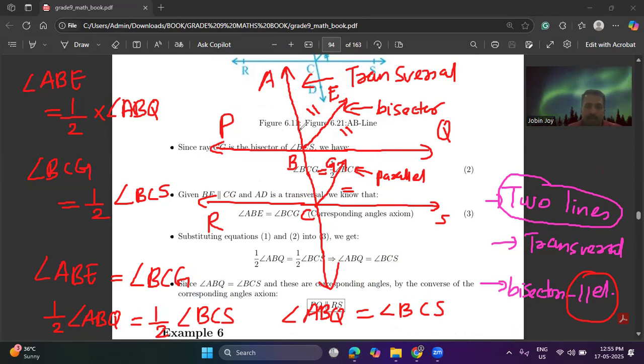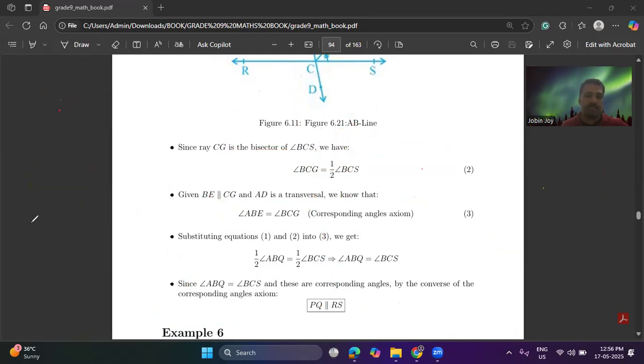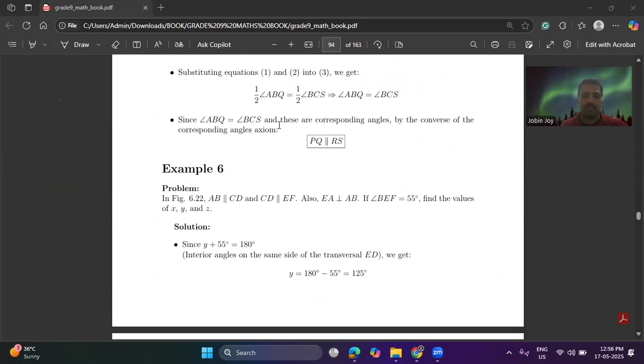So this angle ABQ will be equal to this angle. If these two angles are equal, then we already know these two lines are parallel. These two lines PQ and RS are parallel, by corresponding angles.